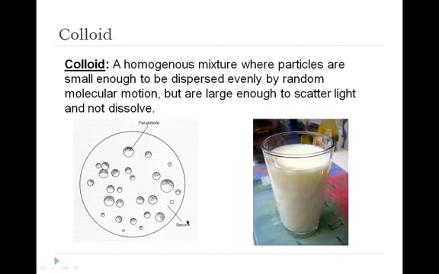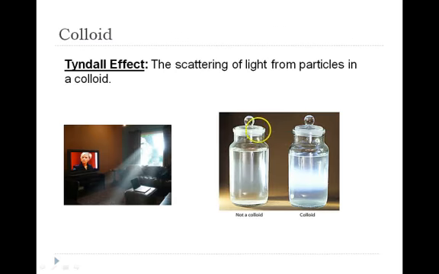A colloid is a homogeneous mixture where particles are small enough to be dispersed evenly by random molecular motion, but are large enough to scatter light. A good example of this is the fat in milk, and that causes milk to be a colloid because it scatters the light, but it's distributed homogeneously, even though they don't necessarily dissolve.